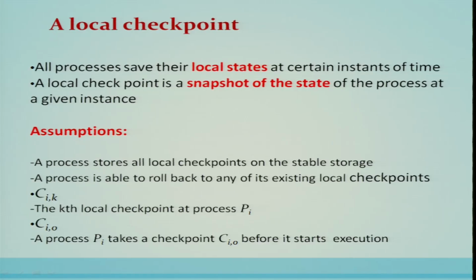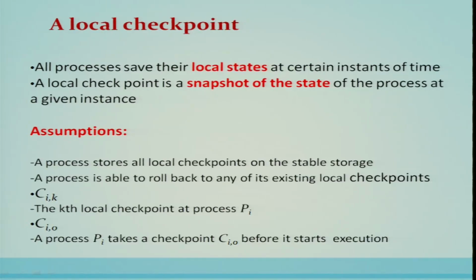Assumptions. A process stores all local checkpoints on stable storage. So a process is able to roll back to any of its existing local checkpoints. The terminology used to represent a local checkpoint is C_i,k. Here i is the ith process, and k is the kth local checkpoint taken at process i, represented by C_i,k. C_i,0 is the checkpoint that process i takes before it starts execution.